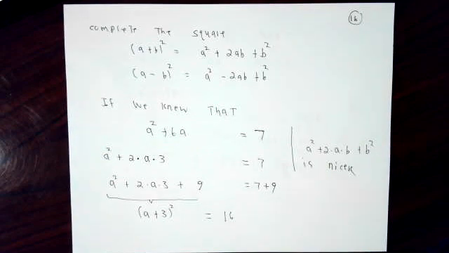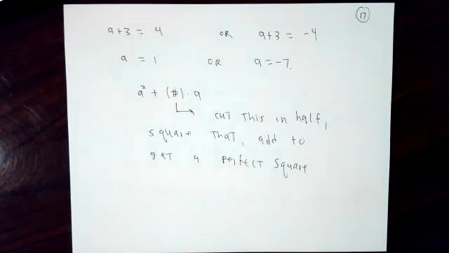I've got a number. The name of this number is a plus 3. Don't know about the a yet, but I do know something about a plus 3. When you square it, you get 16. So that tells me something about a plus 3.